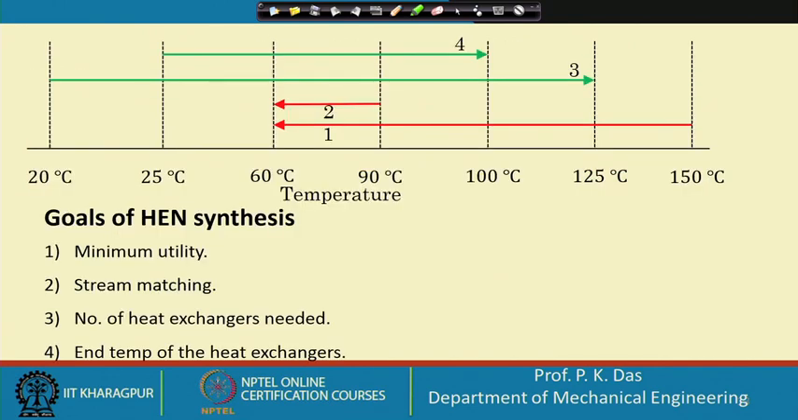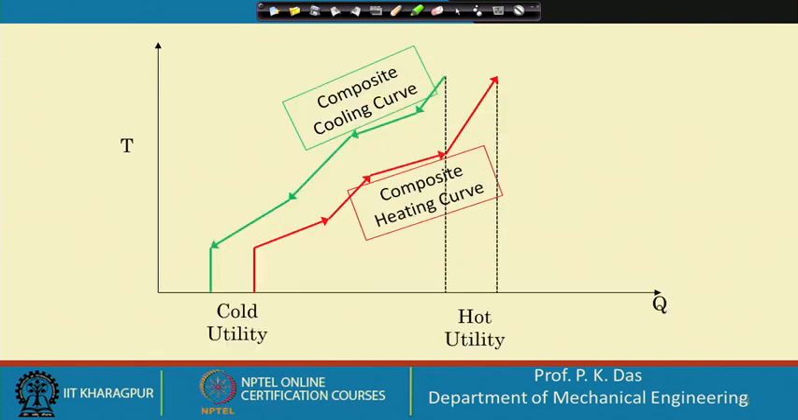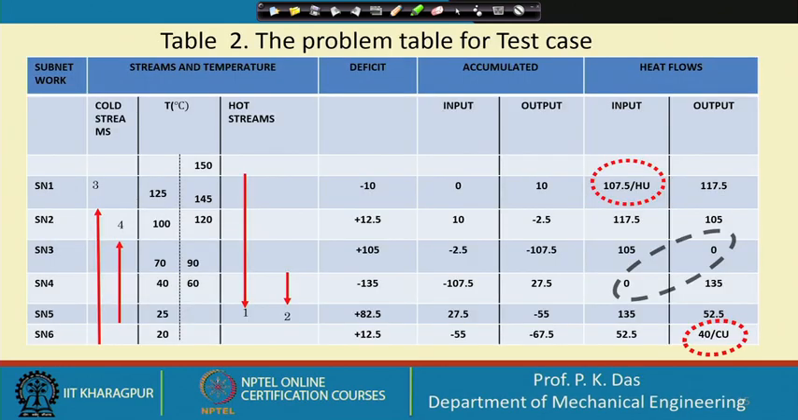In our last class I have shown this one also, I do not like to elaborate much, and then these composite curves have been mentioned. So, this is just for continuity. Now, let us proceed with this problem. The problem will be solved by a method which is called problem table technique or problem table method. So, this is our problem table for the test case which we have taken.